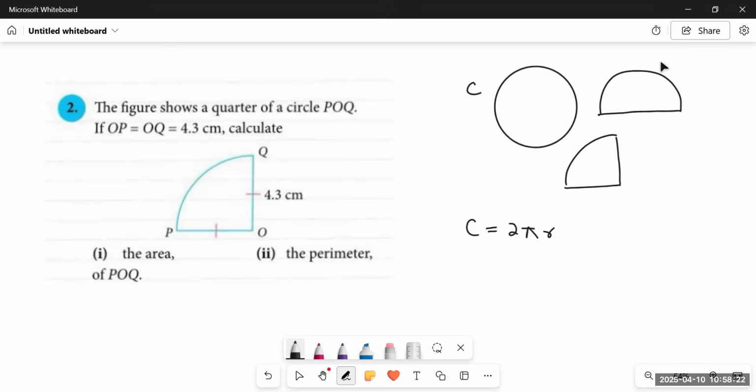But when we talk about the circumference of the semicircle, since the circle has been halved, we use this formula: C is equal to pi r. This 2 will be removed. Why? Because 2 pi r is divided by 2, so 2 will cut the 2. So the formula for finding the circumference of a semicircle is pi r.